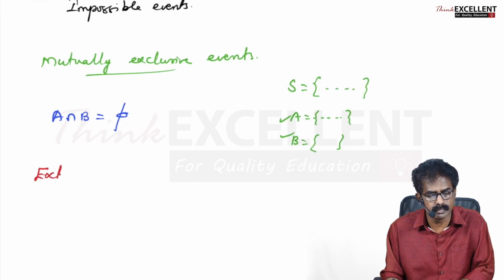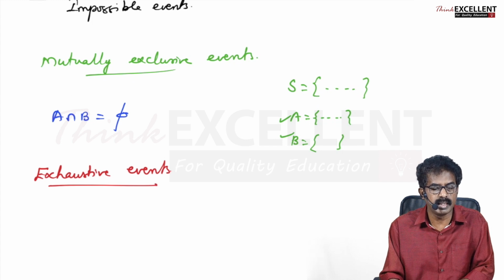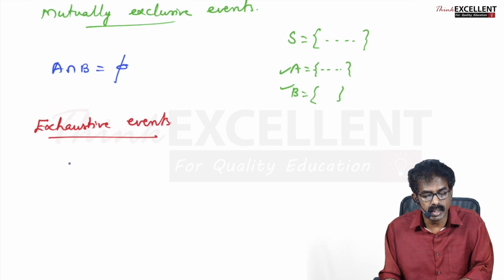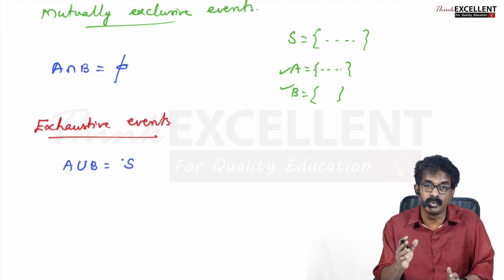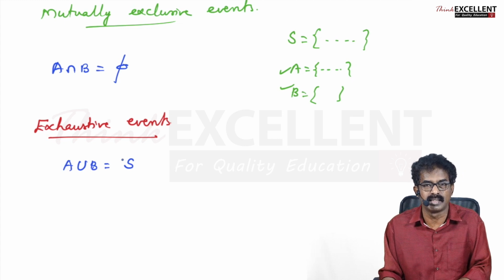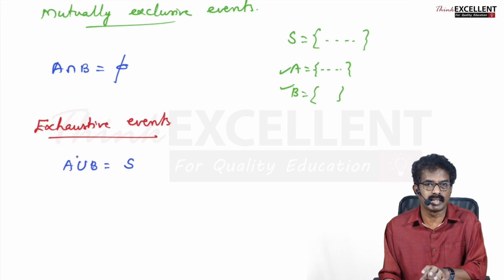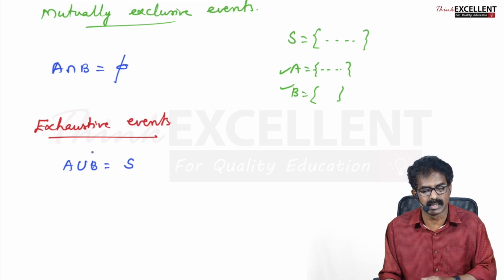Exhaustive events. Two events are said to be exhaustive if the union, A union B, gives the entire sample space, like our universal set. The biggest set, here it is the sample space, right? So exhaustive means that when you take the union, you have to get the sample space.